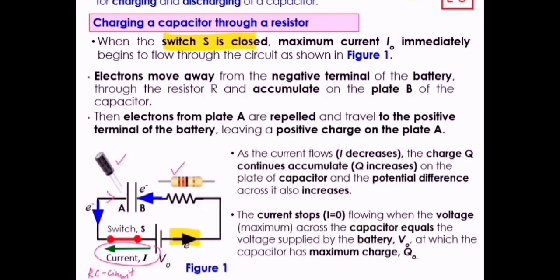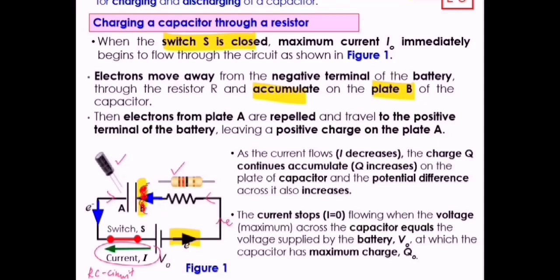Okay, the electrons will move out from the negative terminal. And when the electrons move, they will accumulate here. So we will have more electrons here because all the electrons are moving this way. So we will have a lot of electrons here. That's what they mean when they say the electrons will accumulate on plate B.